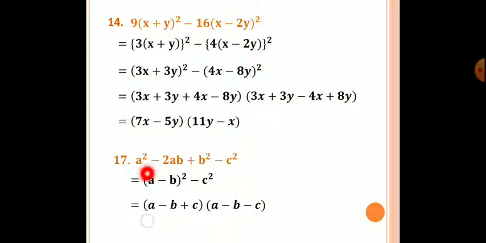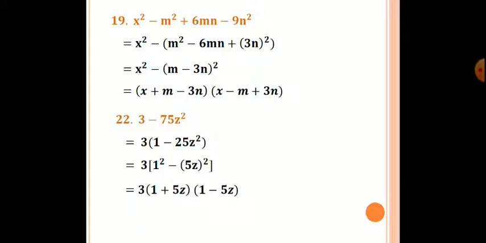Question number 17. A square minus 2ab plus b square minus c square. Now if you see the first three terms, that is a square minus 2ab plus b square, this is the formula of (a minus b) whole square. And we'll write this minus c square as it is. Now this is in the form of a square minus b square. So now we'll put the formula, that is (a plus b), which is a minus b plus c, and (a minus b), so a minus b minus c. Question number 19. X square minus m square plus 6mn minus 9n square.